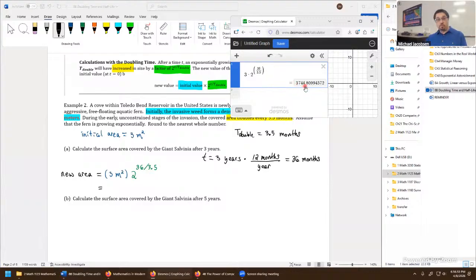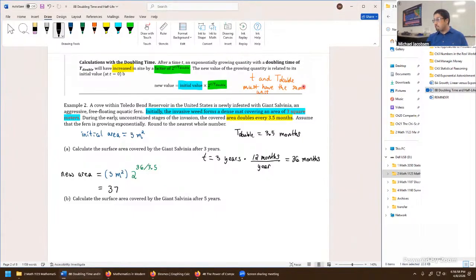And in terms of square meters to the nearest whole number, this would be 3,745 meters squared. So it started with just 3 square meters. And if we just ignore it in the reservoir, easy to do, it's a pretty big place. The entire area of Toledo Bend Reservoir is probably in the millions of square meters. But the invasion is going to start causing problems eventually. Ignoring it for 3 years means it's covering almost 4,000 square meters now. Any questions at all, folks, with part A?